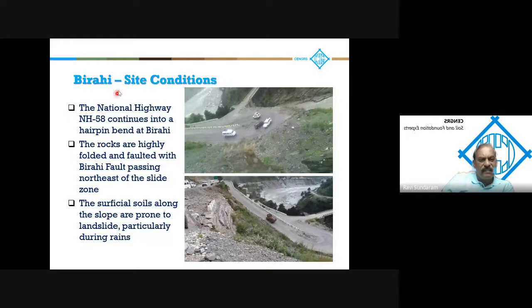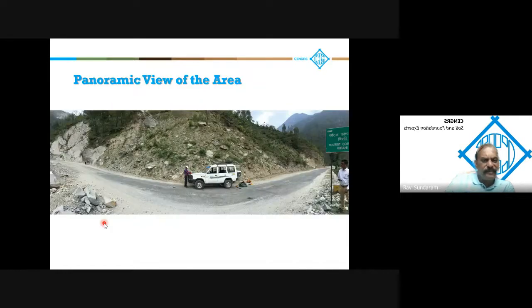So let's see the site conditions here at Birahi. The NH58 continues into a hairpin bend at Birahi. The rocks are highly folded and faulted, with the Birahi fault passing northeast of this slide zone. The superficial soils along the slope are prone to landslide, particularly during rains. This is a panoramic view of the area. You can see the slide that has occurred, and also there has been a disturbance down here.